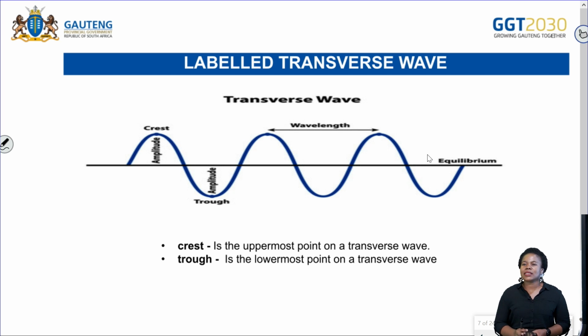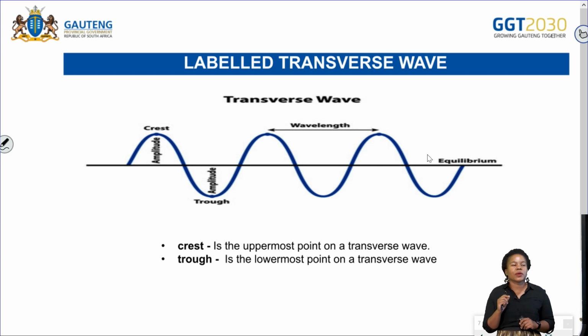So here's a detailed labelled transverse wave. You've got your crest, you've got your trough, you've got your amplitude, you've got your wavelength. But then now, how do you define all these terms? And how do you see that this one is a crest, this one is a trough? This is how I properly identify my amplitude. This is how I see that this is the wavelength of my wave.